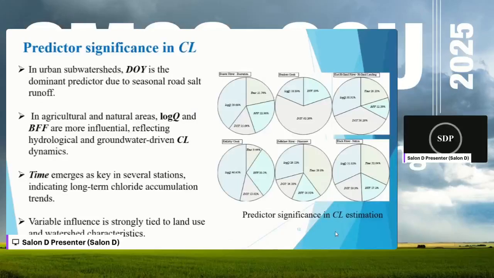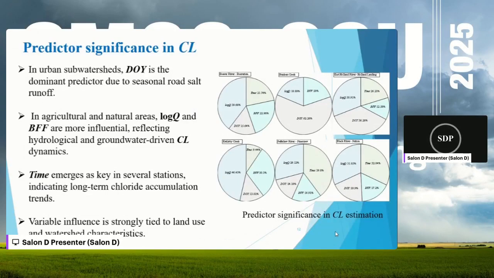Variable importance analysis shows that the contribution of each predictor varies significantly by sub-watershed characteristics. Day of year, or seasonality, is the dominant variable for the urbanized sub-watersheds, which shows the strong seasonal effect of road salt application and also rapid runoff over impervious surfaces. The log-transformed stream flow is found to be a more dominant variable in the agriculture and rural sub-watersheds, such as Beaver River, which shows that hydrological variability drives chloride dynamics.